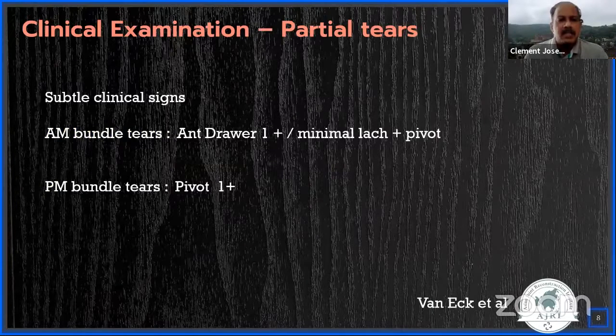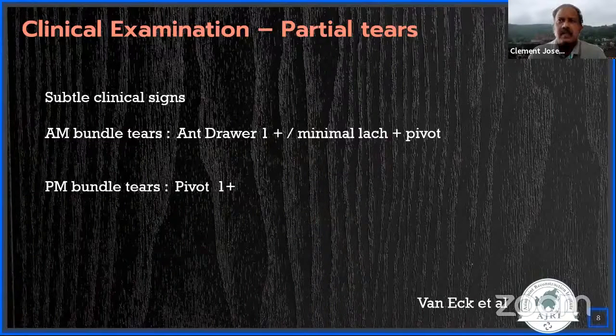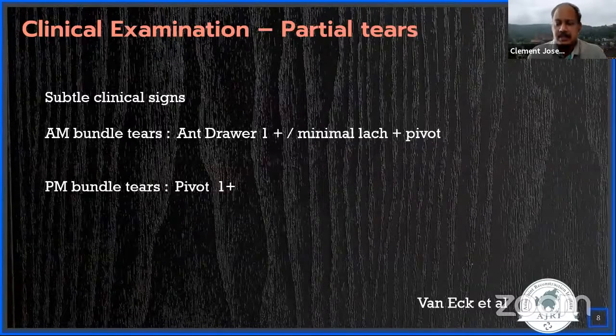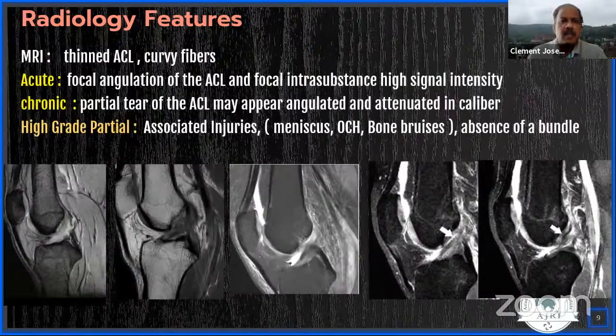On the clinical examination front also, the partial tears can exhibit subtle clinical signs. We may not be able to find out the classical Lachman or an explosive pivot shift in these cases. There can be a 1 plus or 2 plus anterior drawer or 1 plus or 2 plus pivot shift in these cases. And whenever you're coming across a presentation like this, you should develop a suspicion about the possibility of a partial tear in these patients.